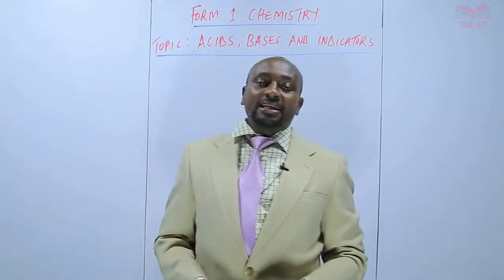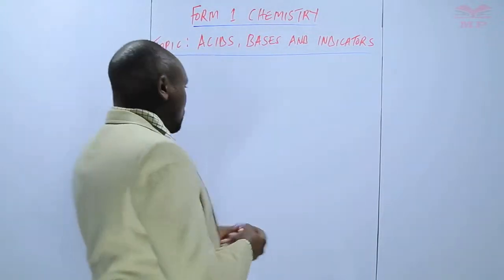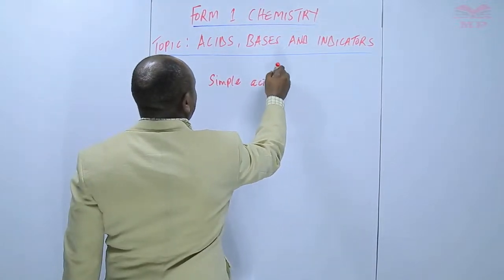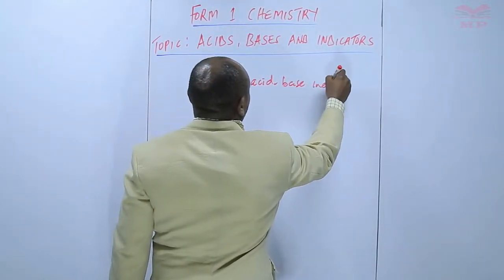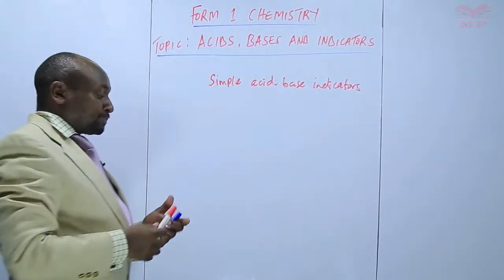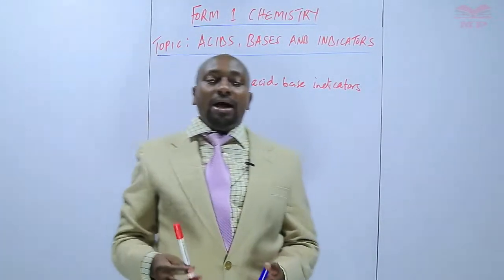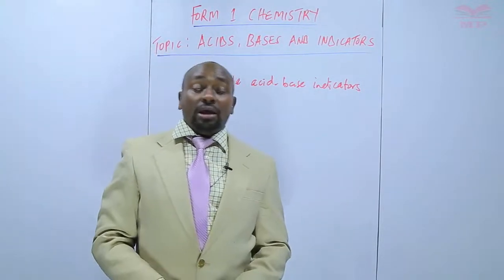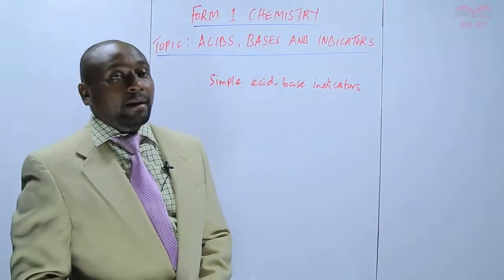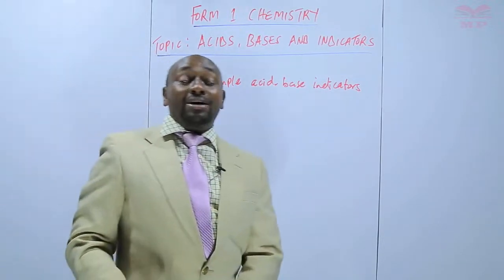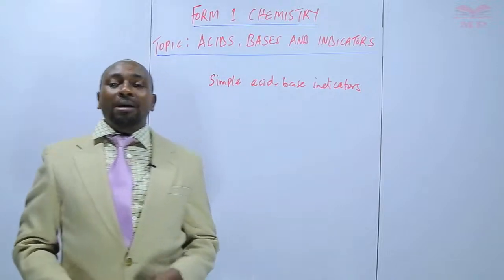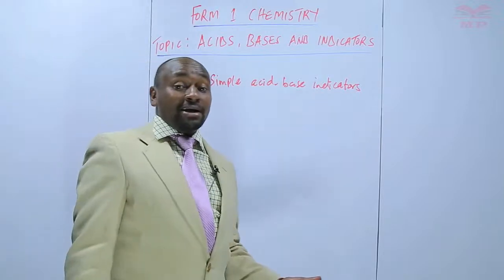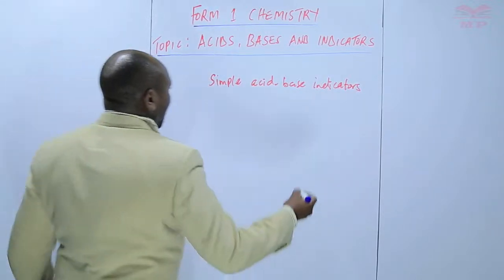And these are some of the indicators that we can make ourselves. So simple acid-base indicators. Like we said earlier, there are some indicators that are commercially available. They are bought from the chemistry shops and so on and so forth. But there are also some that we can prepare ourselves. And these ones are prepared from plant extracts, from leaves, from flowers, and so on and so forth. So we'll have an experiment.